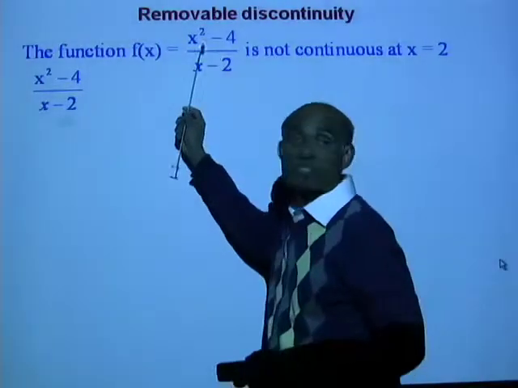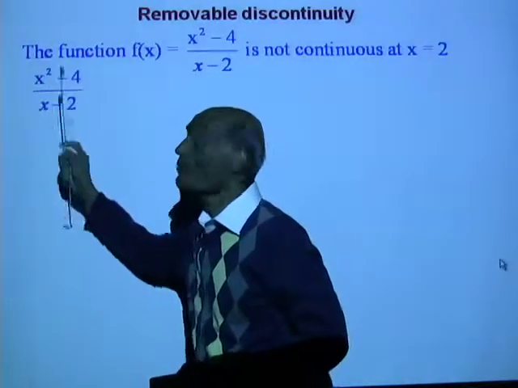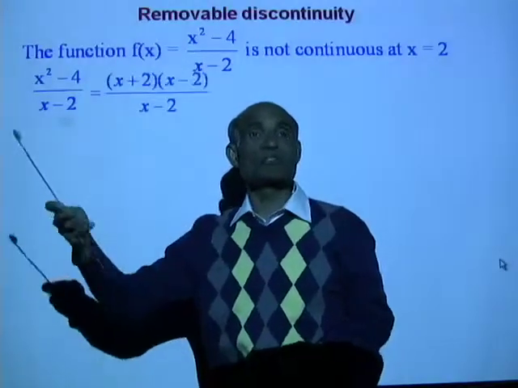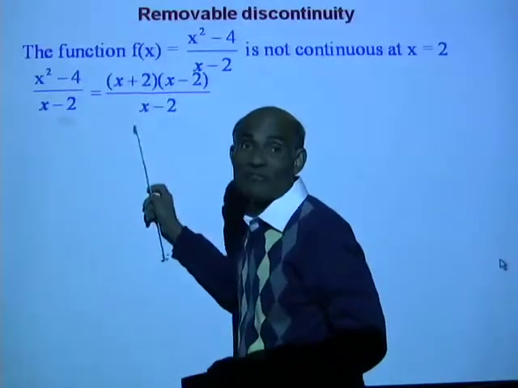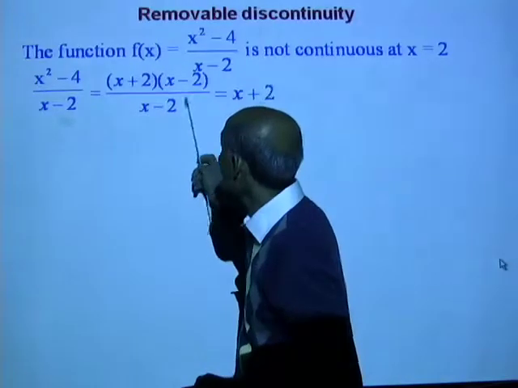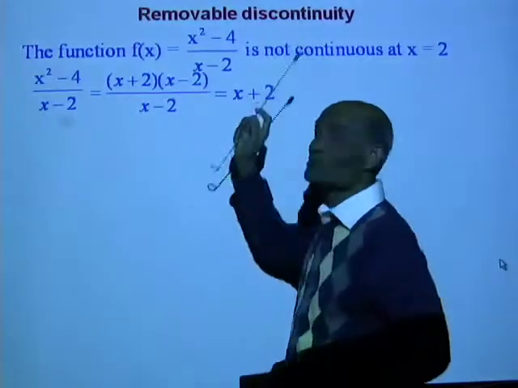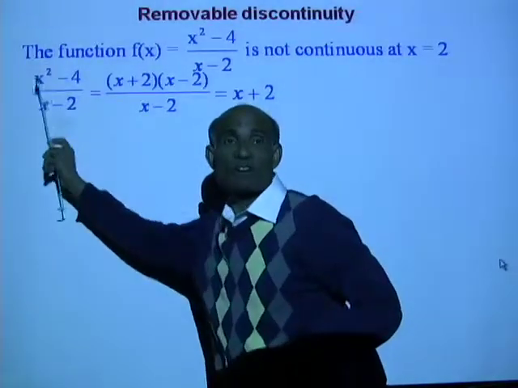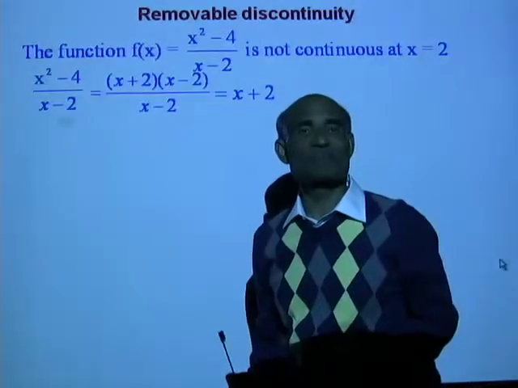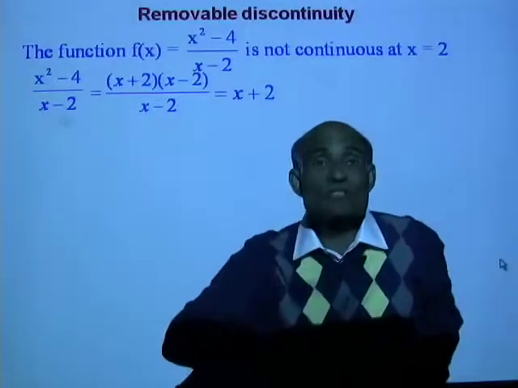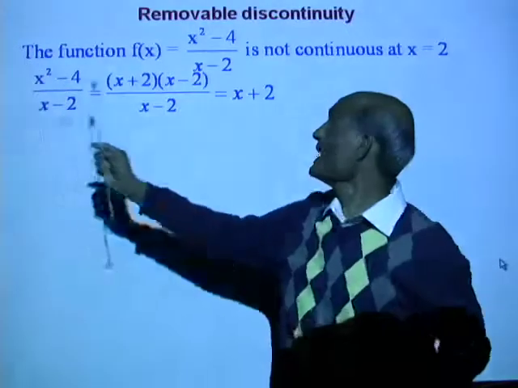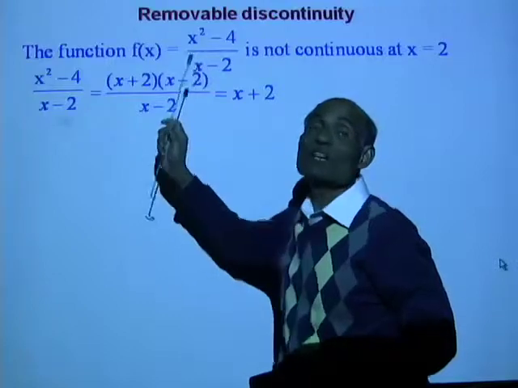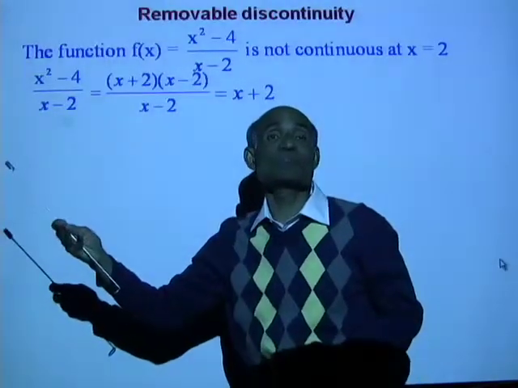But we can simplify this. What is x squared minus 4? X squared minus 4 can be factored as x minus 2 times x plus 2. And divided by x minus 2, you notice that x minus 2 and x minus 2 will cancel. Actually, this rational function is the same as x plus 2. And you know, x plus 2 is continuous everywhere, whereas x squared minus 4 divided by x minus 2 is not continuous at x equal to 2.